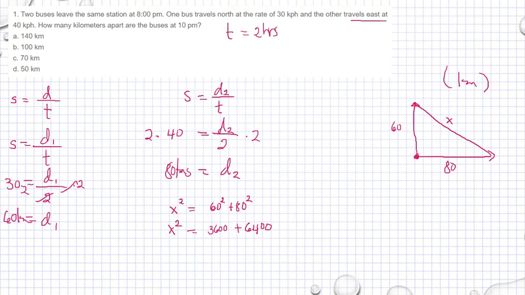So that is x squared. And then we take the square root of both sides of the equation. Then we have x is equal to the square root of 10,000. And 10,000 is equal to 100 squared. So we have 100. Then the answer is 100 kilometers. There you go.